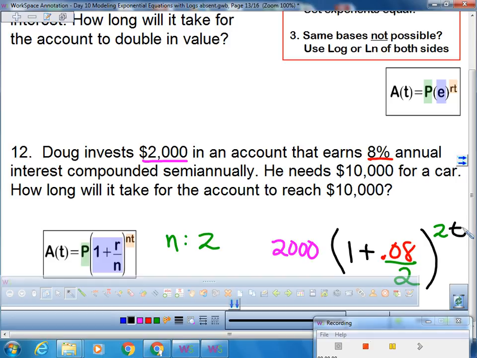And we want it to, let's see, he needs $10,000 for a car. How long will it take for the account to reach $10,000? Equals 10,000.